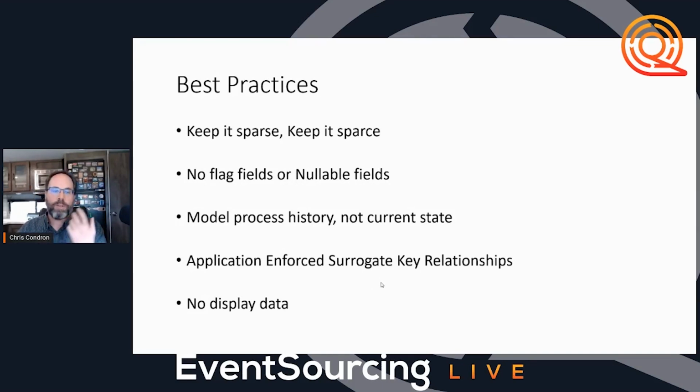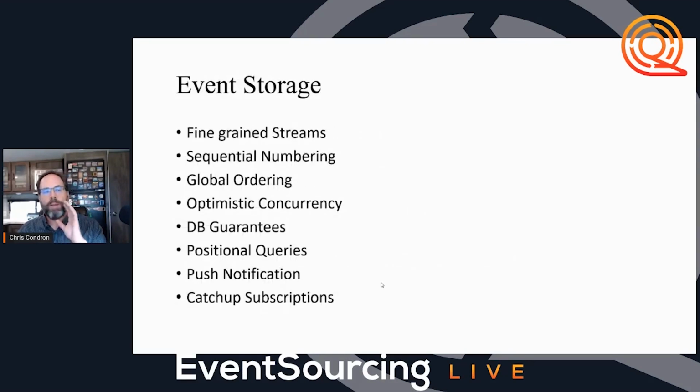Application is going to use surrogate keys. We're not doing display data. What you use here matters. This is your durable long-term state for your application. That application might be a set of microservices, all producing one result. It could be a legacy monolith. The key points I'm going to say here, we want database guarantees. We don't want something that's going to go away. This is our historical state, right? The positional queries are going to be important, and the sequential numbering are going to be important later on.